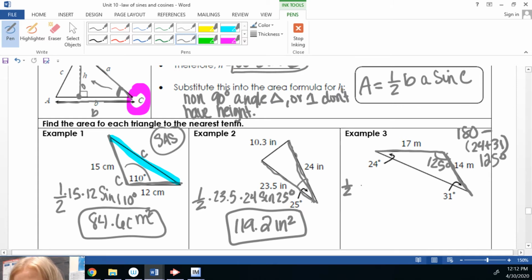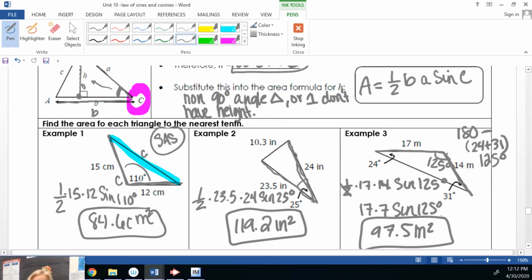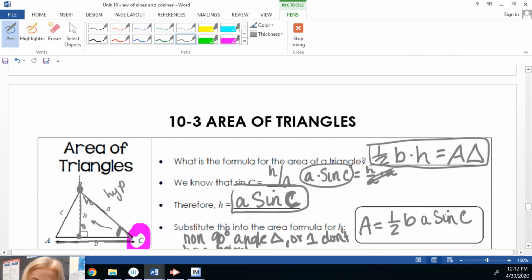We must have the angle between the two sides that we know. So it's going to be 1/2 times 17 times 14 times the sine of 125 degrees. Sometimes I just like to take 1/2 of 14, so 17 times 7 times sine of 125, so I don't have to plug as much into the calculator. That's fine if you want to do that. If you don't trust yourself to factor things out, just put it in as you see it, using 0.5 for 1/2, and that's 97.5 square meters. Okay, so that's your area of the triangle using trig.